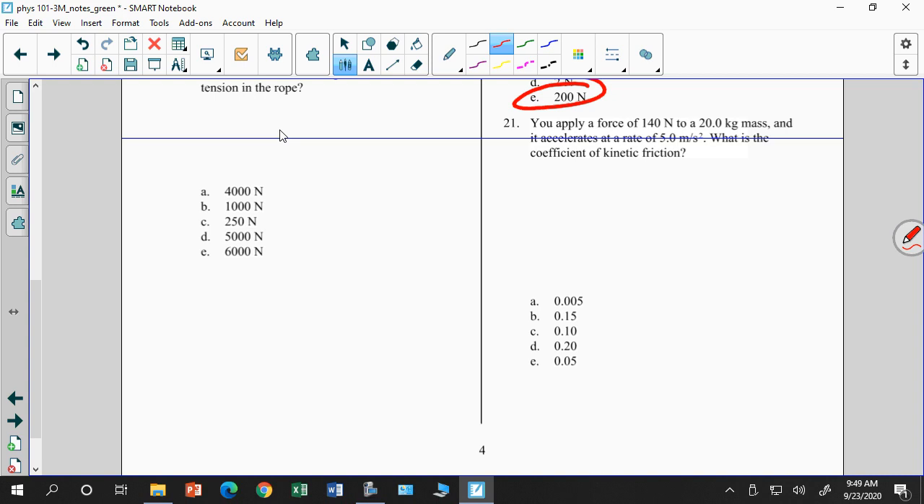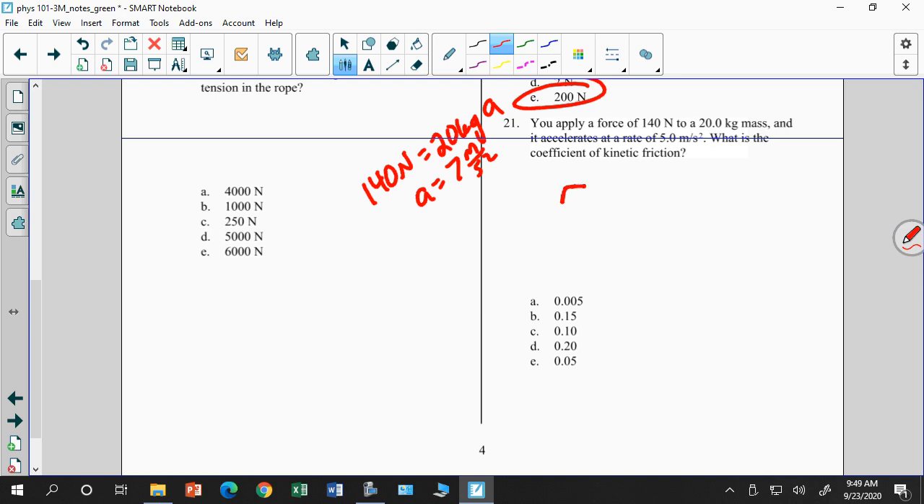I have this object that's 20 kilograms, and I apply a force of 140 newtons. Usually, if I have this 140 newton force applied to a 20 kilogram object, the acceleration that I would get would be 7 meters per second squared. But this one only accelerates at 5 meters per second squared. That means that I have a force that's holding it back.